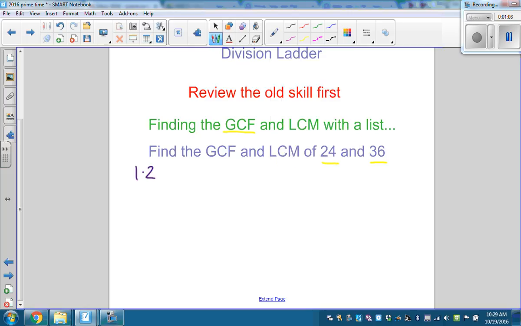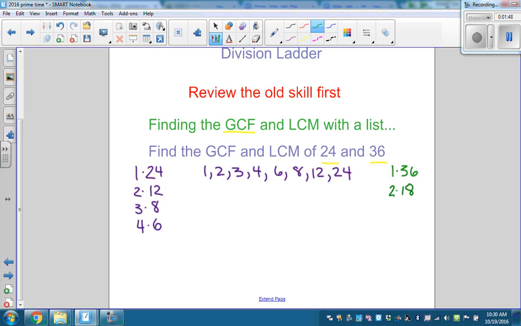So the factors of 24: 1 times 24, 2 times 12, 3 times 8, 4 times 6. If I write that in an organized list: 1, 2, 3, 4, 6, 8, 12, and 24. I'm going to repeat the process with 36. 1 times 36, 2 times 18, 3 times 12, 4 times 9, 6 times 6.